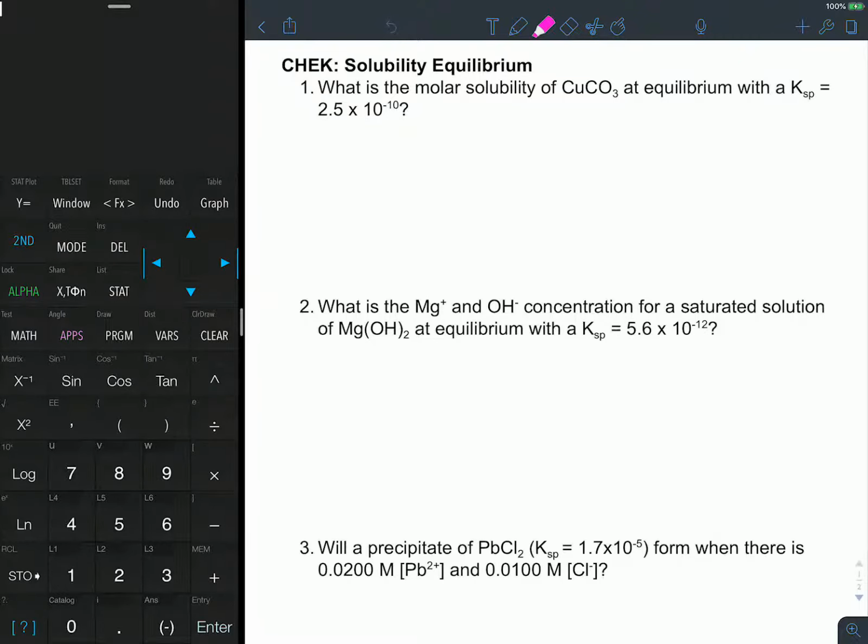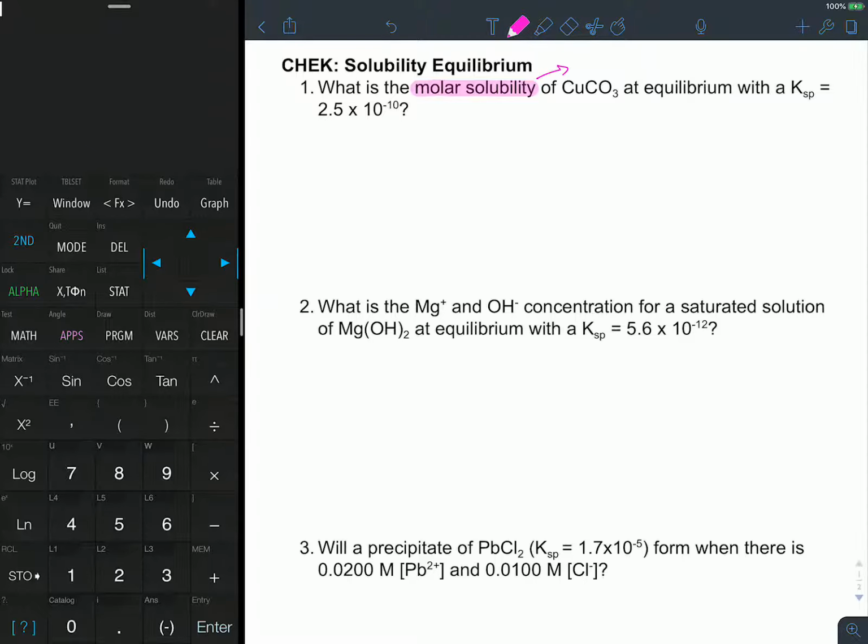Okay, so we're going to take a look at a little bit of information with solubility equilibrium. In the first question, it asks: what is the molar solubility for copper carbonate at equilibrium with a KSP value of 2.5 times 10 to the negative 10th? One thing we need to be aware of is what molar solubility represents.